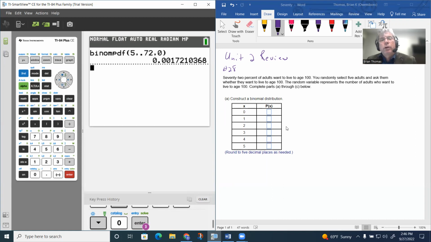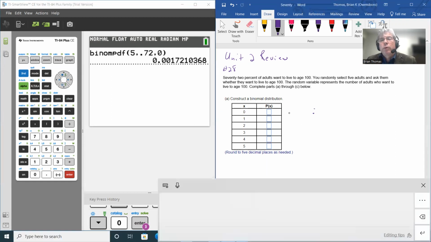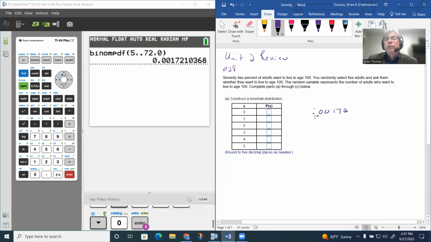0.0017. So our directions say 5 decimal places. So that's going to be 0.0017. And do we keep the 2 or do we round it up? Well, since there's a 1 after that 2, that means just keep the 2. So 0.00172 would be the probability for that. So that's not even really, if you move the decimal over, it's still like 0.1 or 0.2%. So not many people.